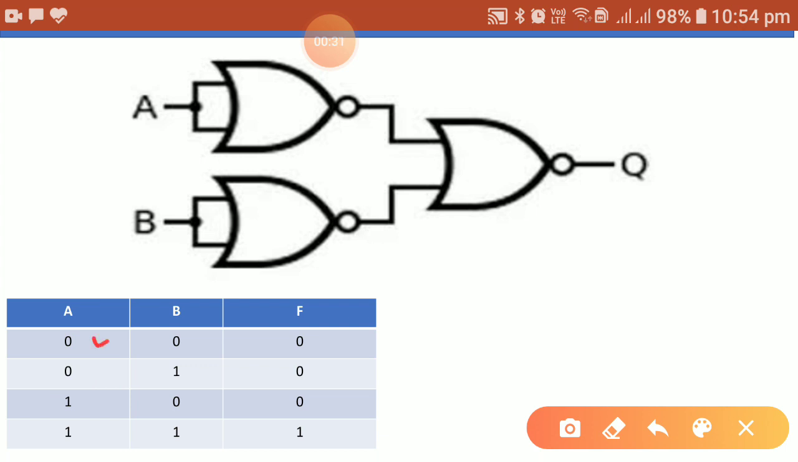First we take 0 0. Passing 0 0 through OR gives us 0, then 0 will be negated, giving 1. If on this side a 0 gives 1, then on this side it will again give 1. So both are 1. 1 1 passing through OR returns 1 and negation results in 0. So as you can see, the result is 0 here.